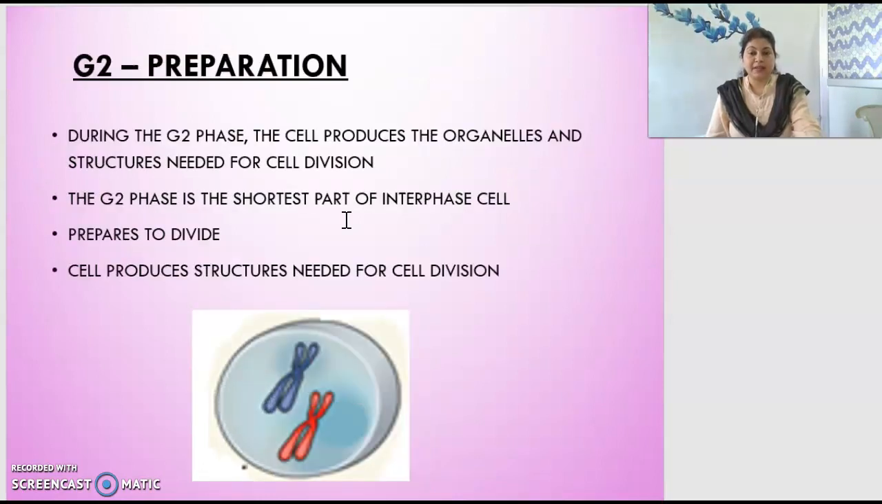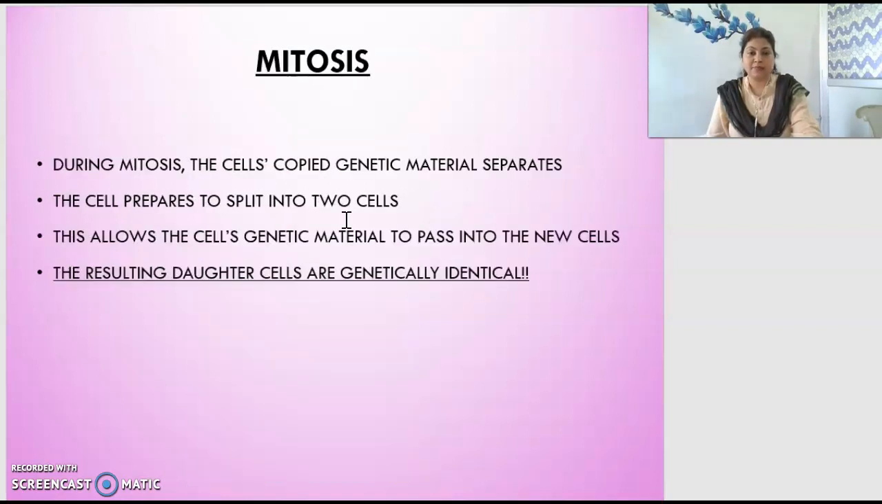The third phase is the G2 phase, where the cell produces the organelles and structures that are needed for cell division. The G2 phase is the shortest part of interphase, and the cell prepares to divide. The cell produces structures needed for cell division. Now it goes on to the next phase, that is the mitosis phase.